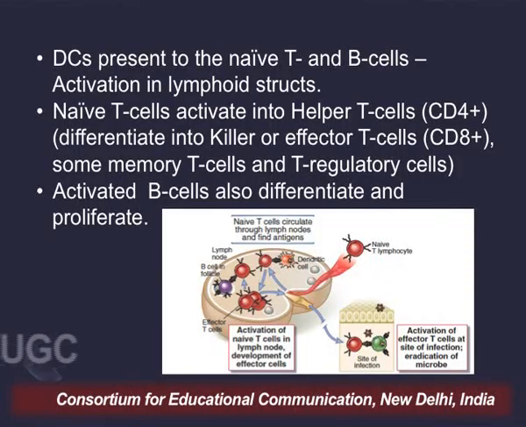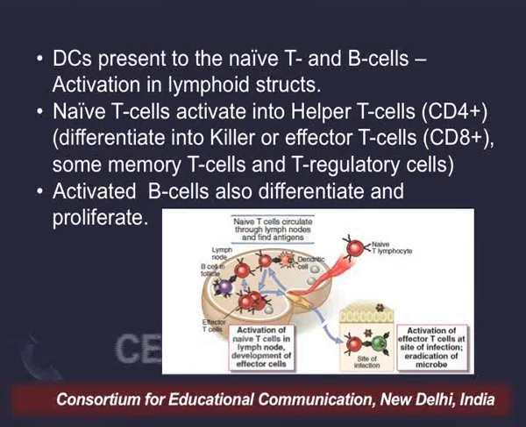So now dendritic cells carry the antigen either from M cells or directly, or with the help of TLRs or NLRs, and now they enter into the Peyer's patches or the lymph nodes and present them to the naive T cells. Now, this causes the activation of these naive T cells, and they get converted into helper T cells or CD4 cells. Now these CD4 cells further differentiate into killer or effector T cells, which are also known as CD8 cells, and some memory T cells, along with some regulatory T cells, which will regulate the immune response later on.